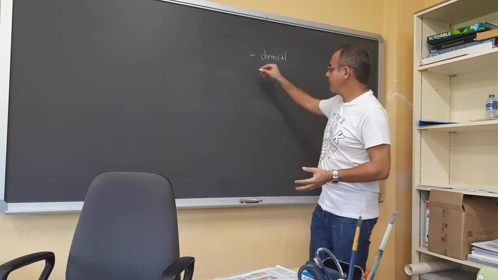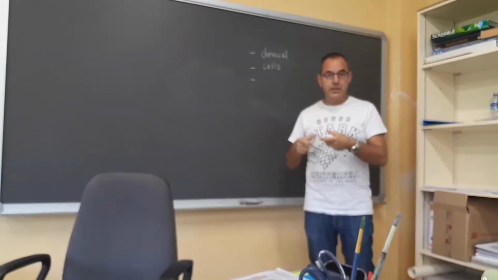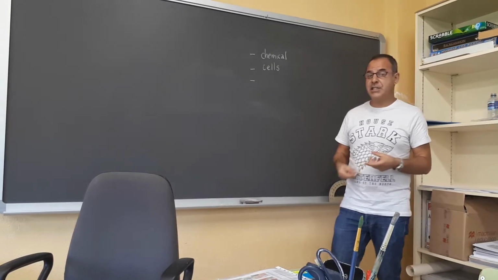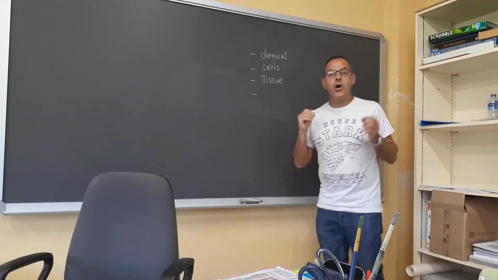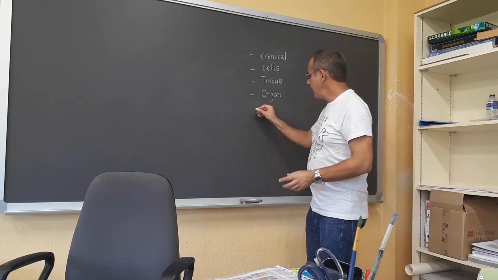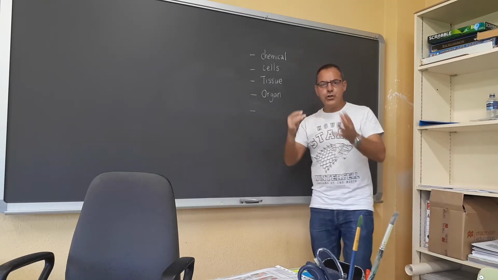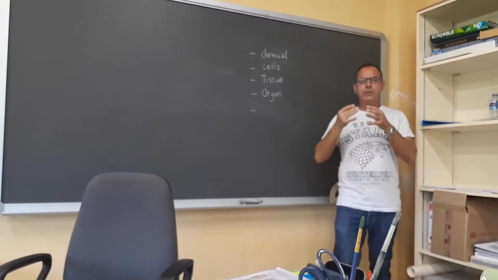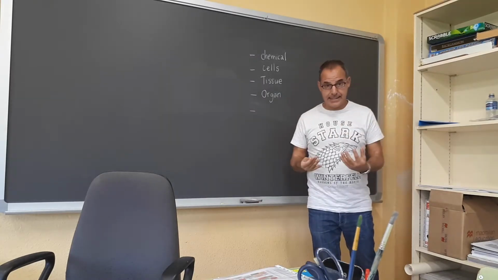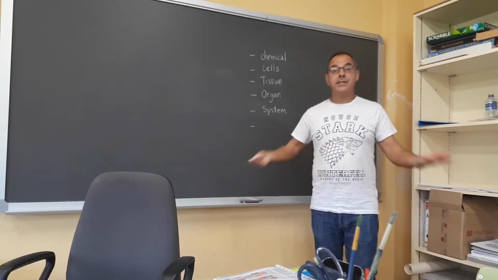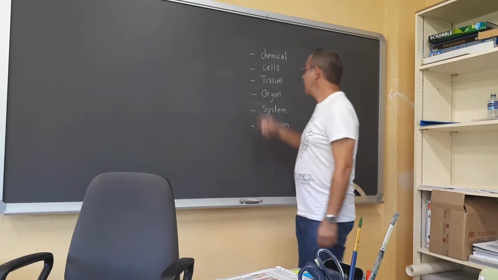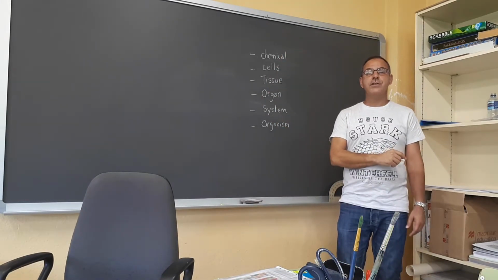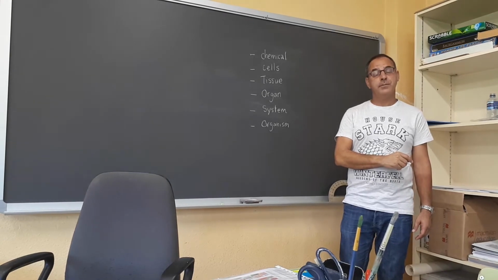Now the next level, the cells, we will call that a tissue. Now the next level is the organs. And if we put together a group of organs, we will make them a system. The last one would be just our body, the organism. So these are the 6 levels of organization of our body.